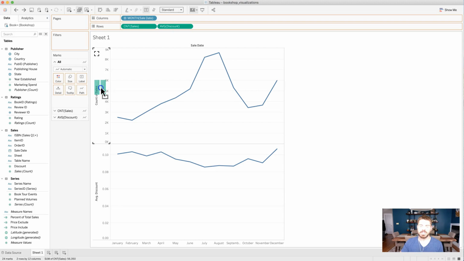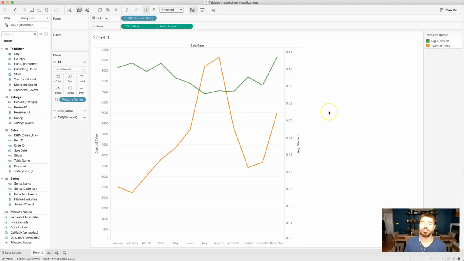So let me undo with Control Z, and let's try a different approach. Rather than having the combined axis, where I'm forcing that axis to have the same units whether it's for sales or for discount, let's drag it to the right hand side, and notice I just get one ruler this time. This is a dual axis. On the left hand side I have sales, and on the right hand side I have discount. This is actually a different scale than the other one.